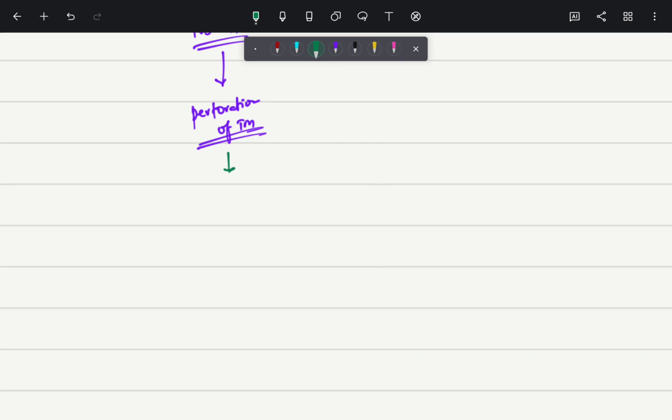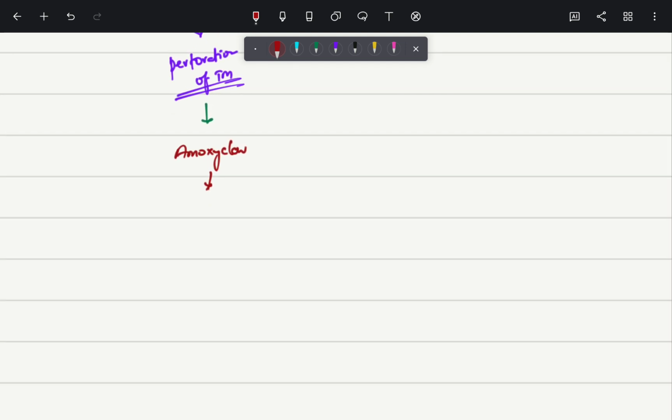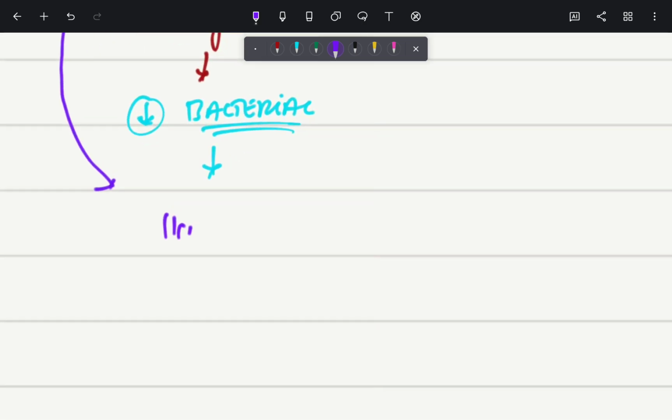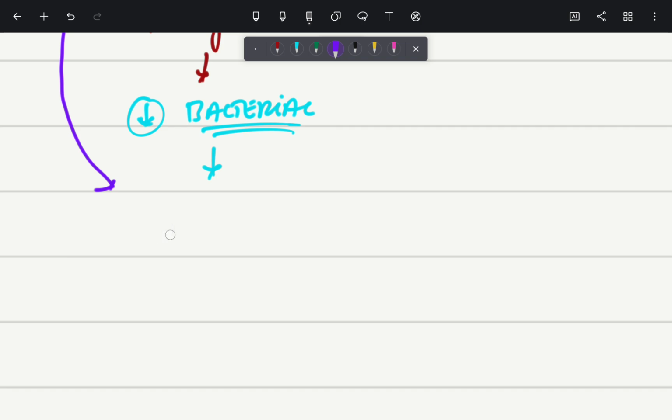After the perforation of the tympanic membrane, he will come again, and he will say, I need treatment now. So what you will do, you give amoxicillin. Now when you give amoxicillin, there will be a decrease in the bacterial load. Whenever there is a decrease in the bacterial load, this perforated tympanic membrane will eventually heal itself when you give the treatment.